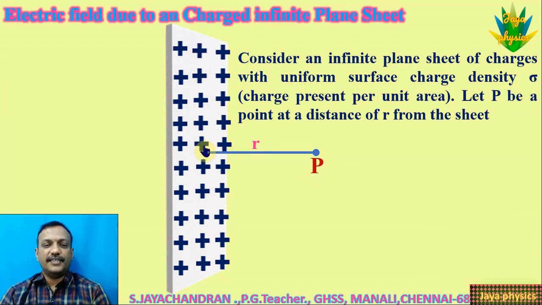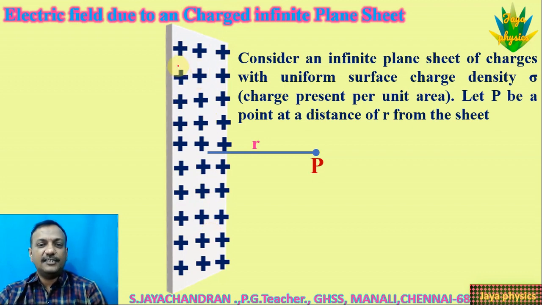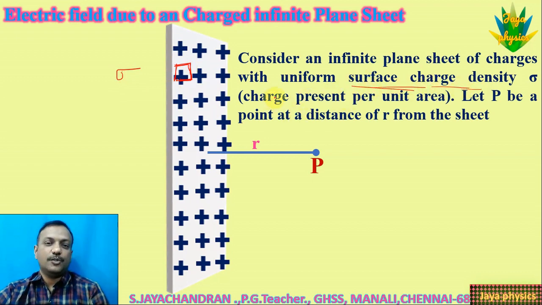Now I am going to consider an infinite plane sheet. It is getting charged. How much charge? I don't know. The charge present per unit area, I will call it sigma. So sigma is known as surface charge density. What is sigma? Surface charge density, that is the charge present per unit area. The total charge, let me call it Q, I don't know. But I assume that the charge present per unit area is sigma. Is it clear, children? Okay.